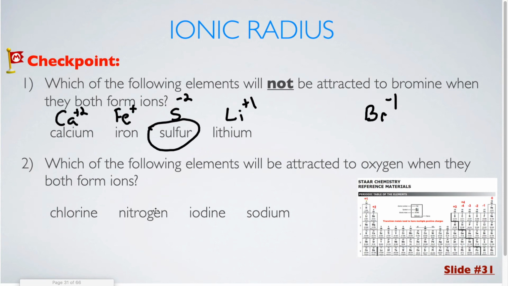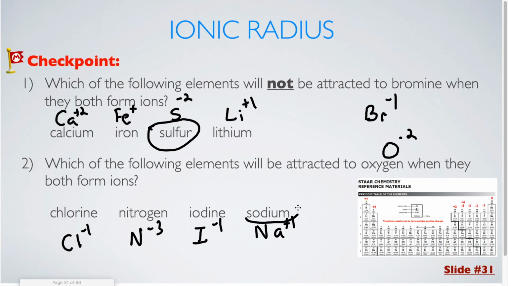In our second question, we are trying to find elements that would be attracted to oxygen. And our oxygen would form a -2. So since oxygen is negative, we want to try to find something that will be positive. Chlorine's oxidation will be -1. Nitrogen, -3. Iodine, -1. And sodium, +1. And I'm just getting these charges directly from what I was talking about on this picture right here, so based on the group numbers that they are in. So since sodium is a positive and this is a negative, sodium would most likely be attracted to that ion.